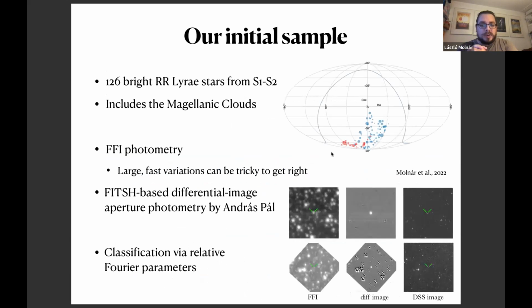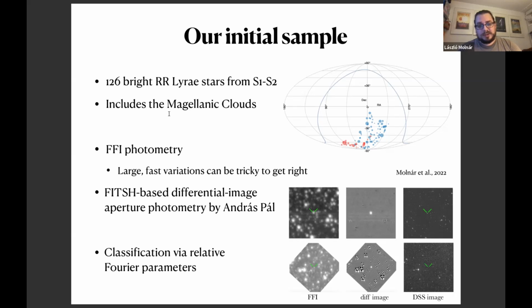Here I want to talk about our first light paper. I think pretty much the first and only detailed RR Lyrae paper so far from TESS. It took a while to work through all the little details, but in the end we published the detailed analysis of 126 bright RR Lyrae from the first 2 sectors.